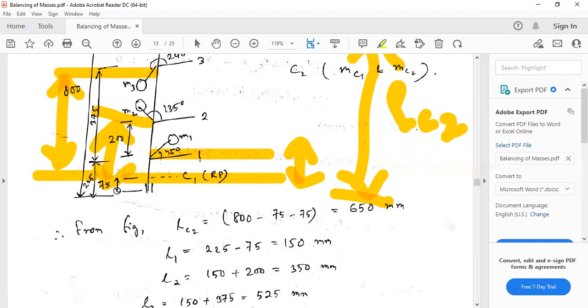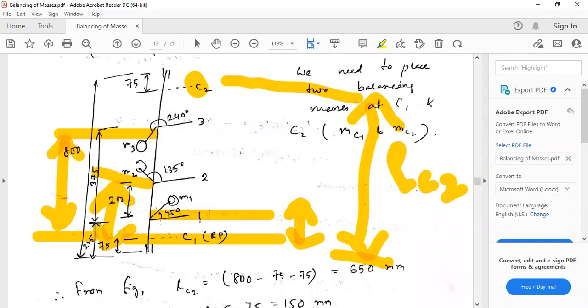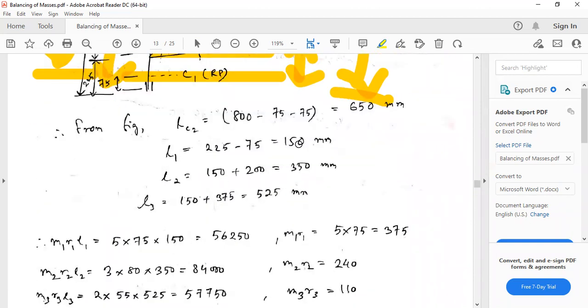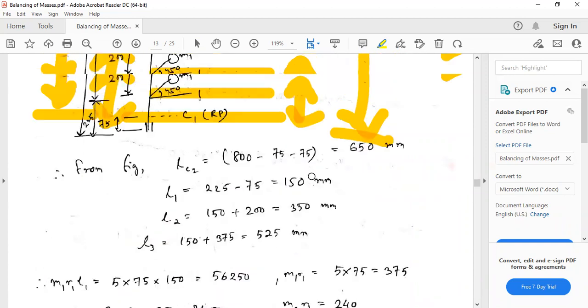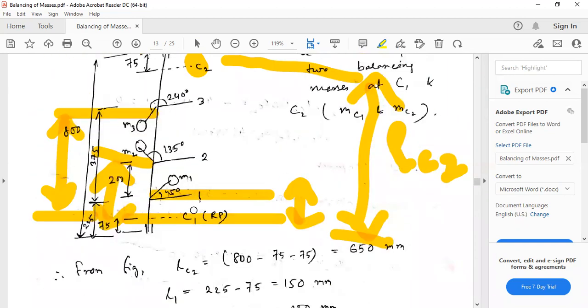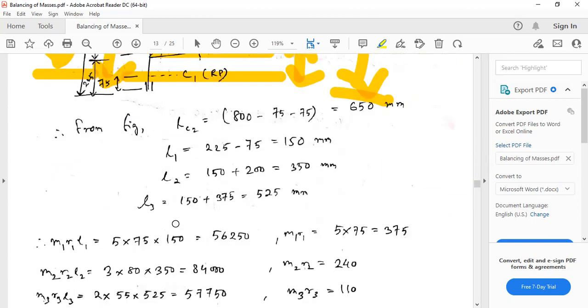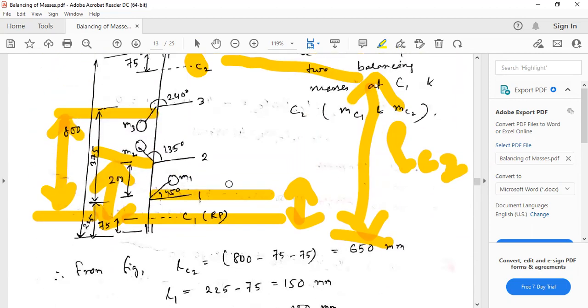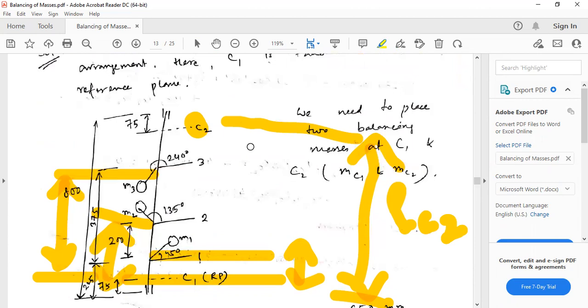Here L2 is again from the reference plane to this one. So that is 225 minus 75, this gap, plus 200. So 200 plus 150, this is the gap, no? So this is 350. Similarly, L3 is the distance from the reference plane to this mass. So that is 225 minus 75, that is 150, plus how much? 375. So 375 plus 150, that is 550.